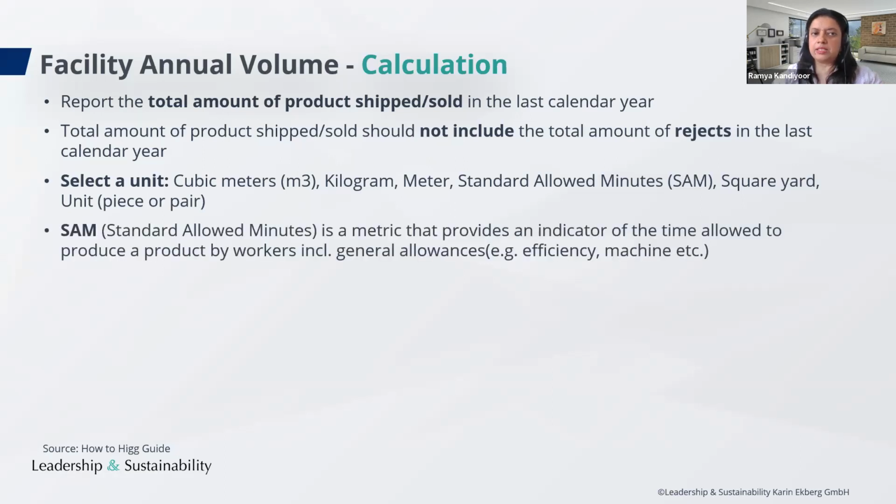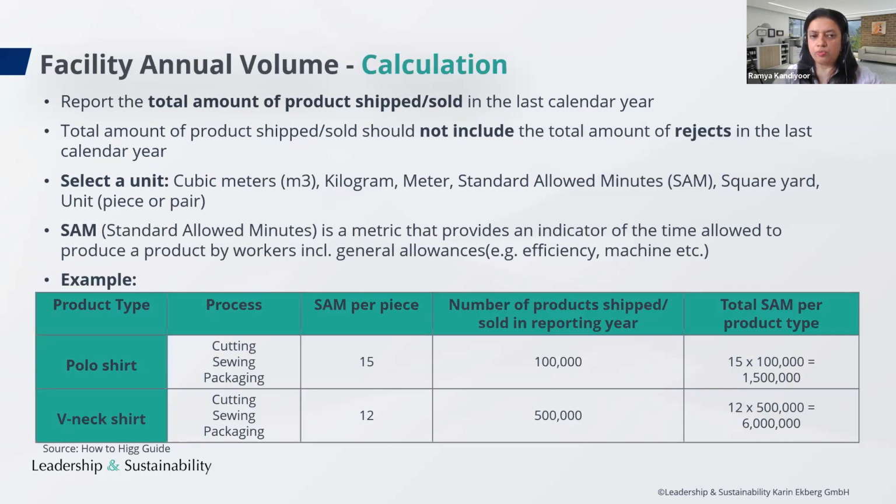SAM basically stands for standard allowed minutes. It's a metric that provides an indicator of the time allowed for workers to produce a product, so it talks about the complexity involved in manufacturing a product. Here we have given two examples: one is a polo shirt and one is a V-neck shirt. You can have different types of processes which go into it, and you can see that a V-neck shirt is simpler than a polo shirt, so the SAM value for a V-neck shirt is slightly lower.